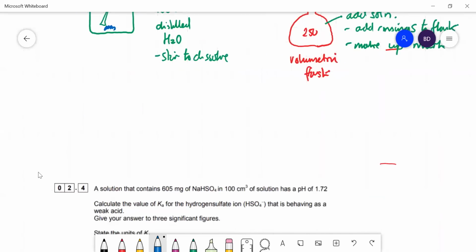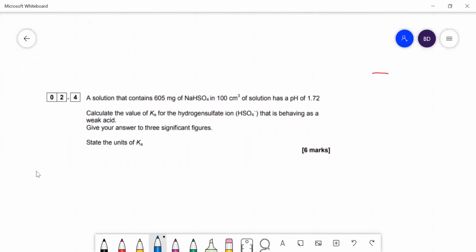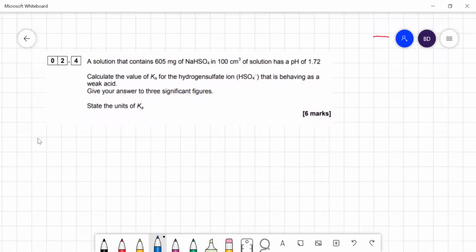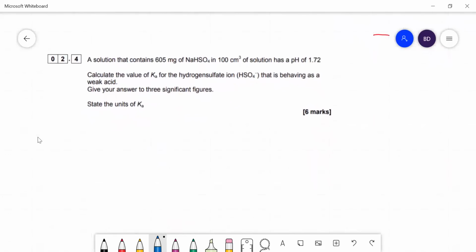A solution that contains 605 milligrams of sodium hydrogen sulfate has a pH of 1.72. Now we've got to calculate the Ka of the hydrogen sulfate ions behaving as a weak acid, and state the units of Ka. So what I will do first of all is write down the expression for Ka. Well, let's write the equation down first of all.